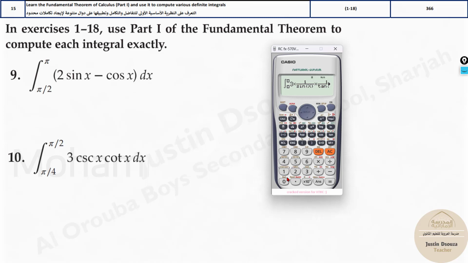And what are the limits? It's pi by 4. Use the fraction symbol first, shift and pi, divided by 4, and you go up over here. It's again pi divided by 2. Now, when you press equal to, you're getting an error.